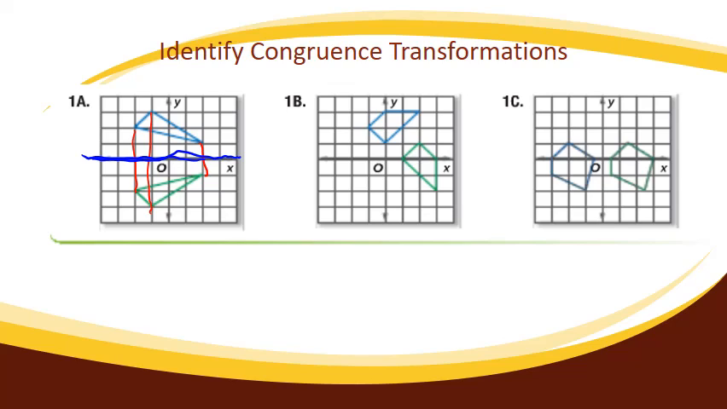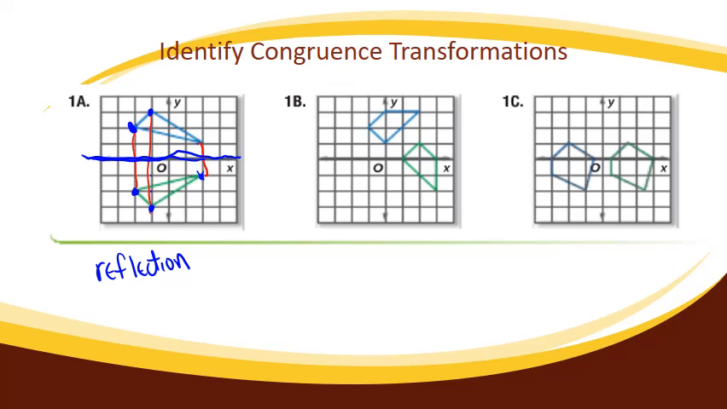And I could kind of verify that because this point here is 1 away from the axis, and this point right here is also 1 away from the axis. And if I go up to this point here, well, that's 1, 2, 3 away from the axis, and this point down here is also 1, 2, 3 away from the axis. And then looking at this third point here, well, that's 2 from the axis, and this point is 2 away from the axis. And so we're going to say that this is a reflection.